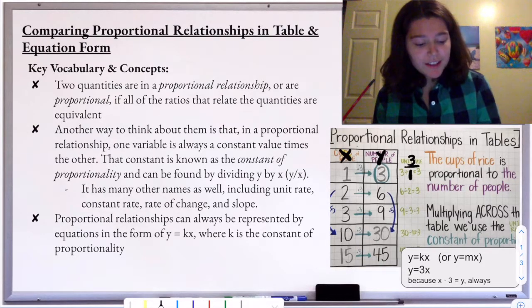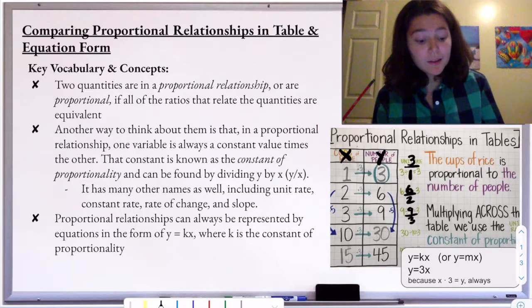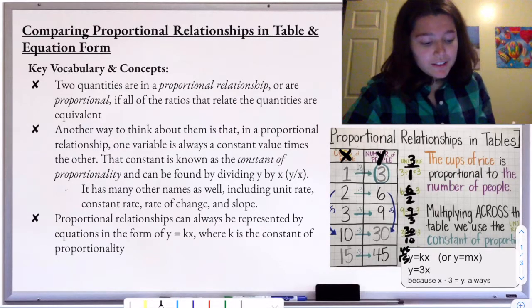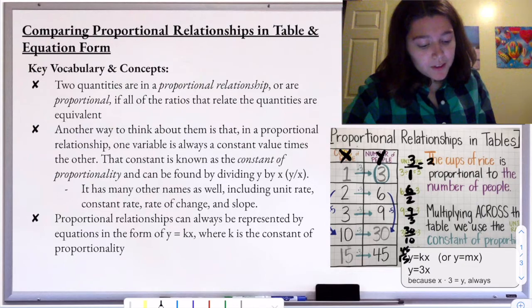Then I can do that again here. If I have 2 cups of rice, it's going to feed 6 people, so that's 6 divided by 2. Then I'll do the same thing here: 9 divided by 3, 9 people for 3 cups of rice. Now, what is 3 divided by 1? What is that ratio? How could we simplify it? 3 over 1 is the same thing as 3, because 3 divided by 1 is 3. 6 divided by 2 is 3. 9 divided by 3 is 3.